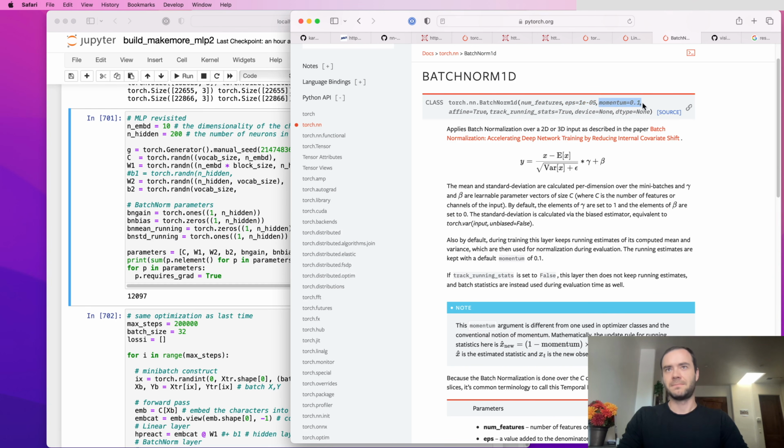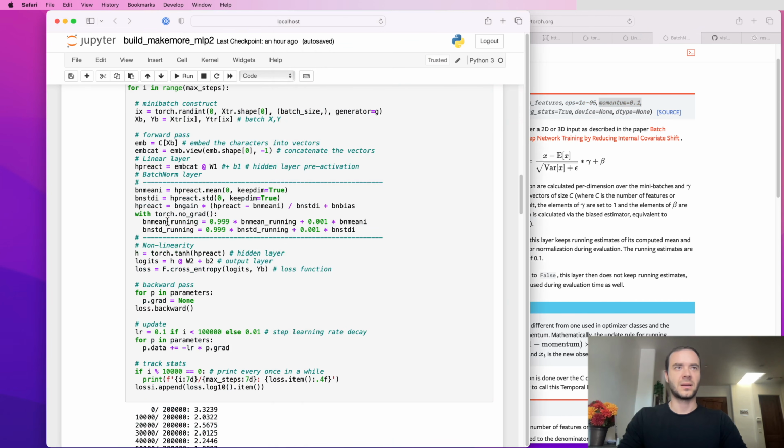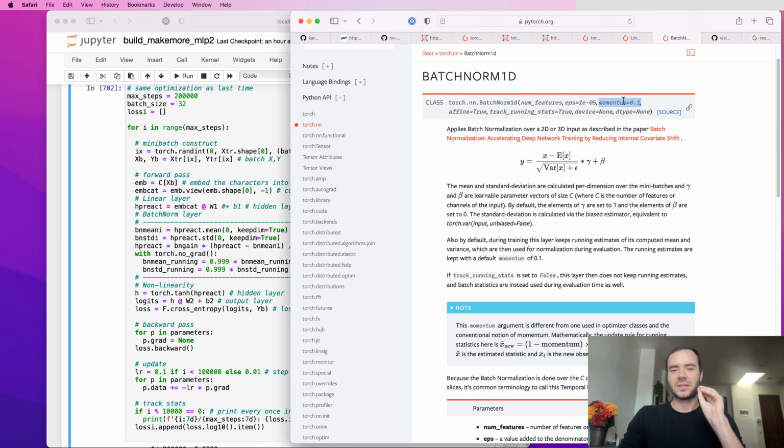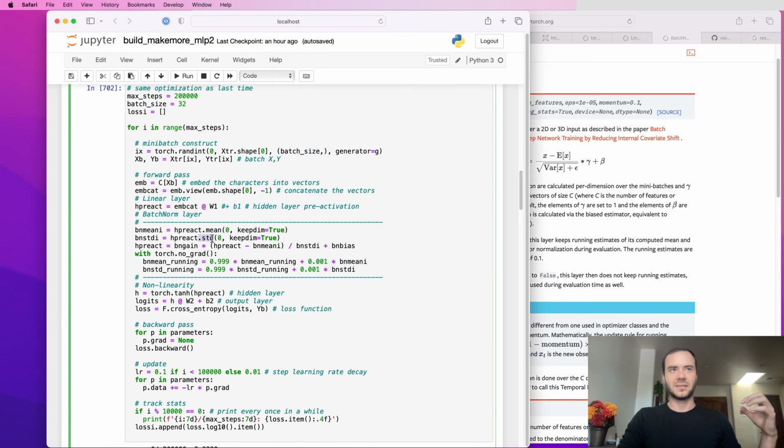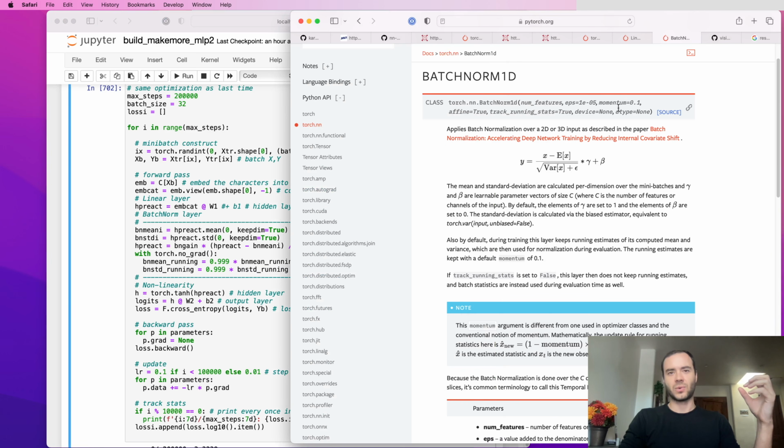Then they need to know the momentum. And the momentum here, as they explain, is basically used for these running mean and running standard deviation. By default, the momentum here is 0.1. The momentum we are using in this example is 0.001. And basically, you may want to change this sometimes. Roughly speaking, if you have a very large batch size, then when you estimate the mean and the standard deviation for every single batch, if it's large enough, you're going to get roughly the same result. And so you can use slightly higher momentum like 0.1.